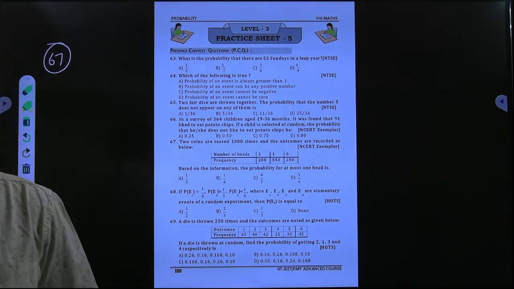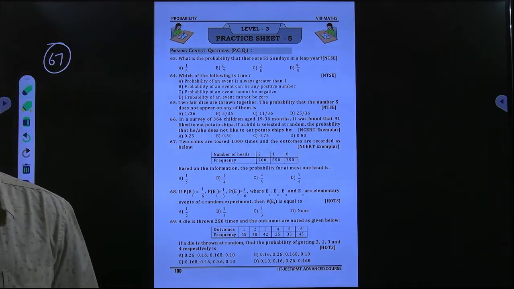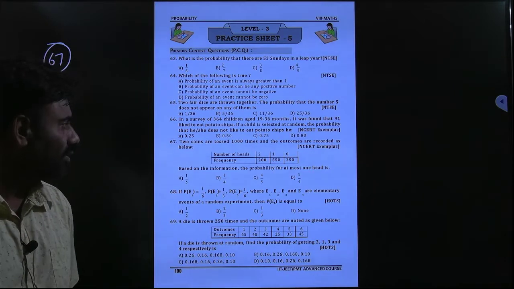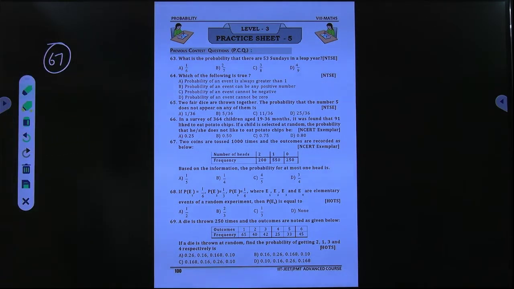At most one head means the maximum number of heads should be 1 and the minimum number of heads should be 0. We should not get more than one head. That is the meaning. First of all, if you toss a coin, let the probability of this event be P(E).